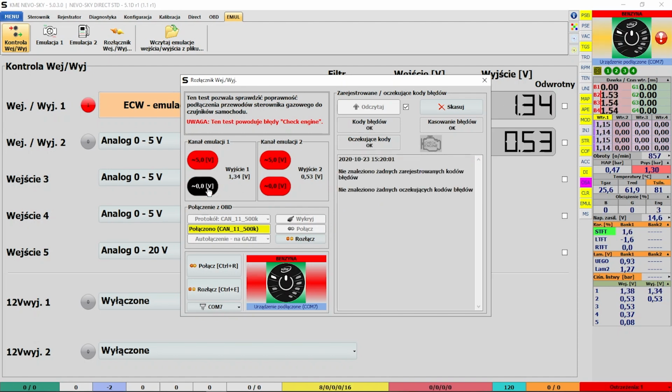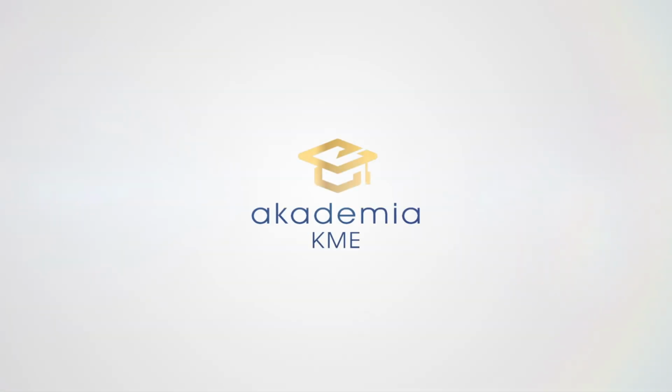Now it is clear where the problem with the gas installation was. Remember, with systems from the NEVO-SKY family, diagnosis is easy and pleasant.